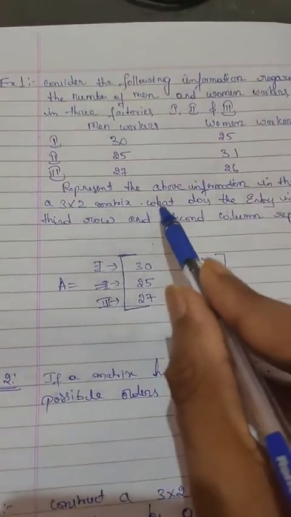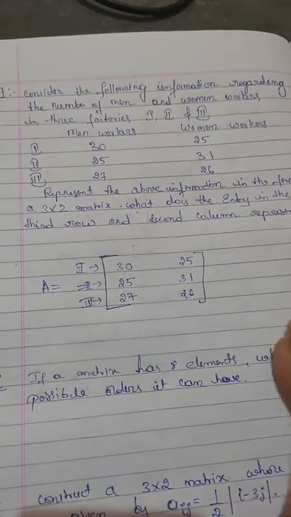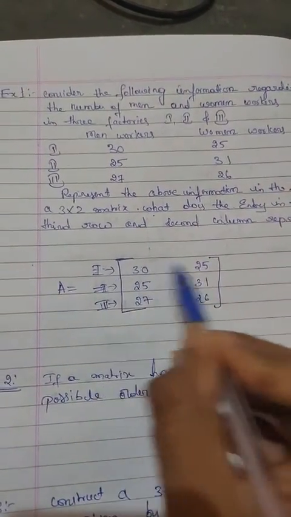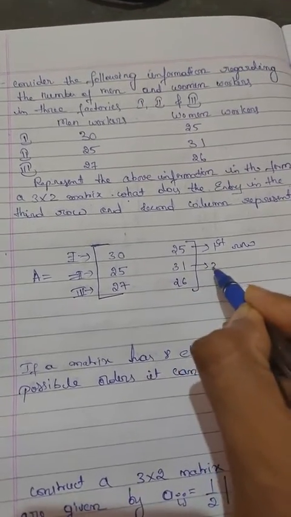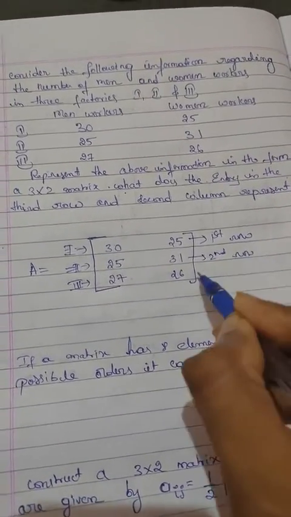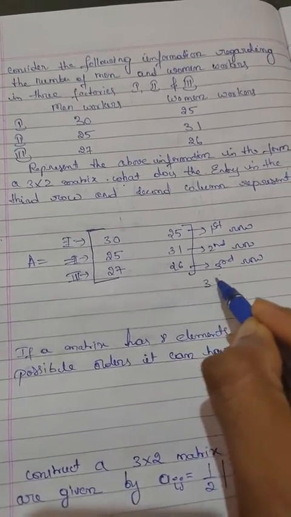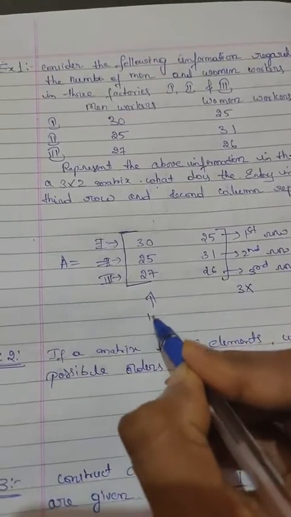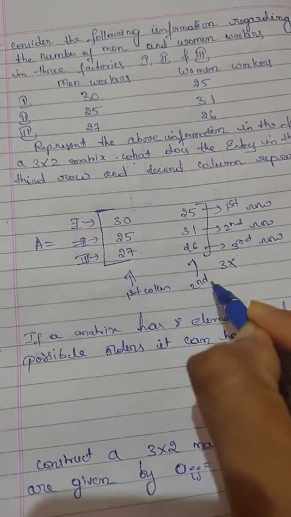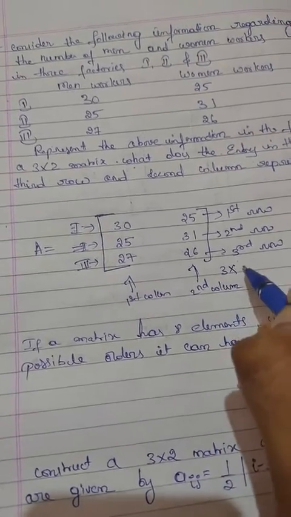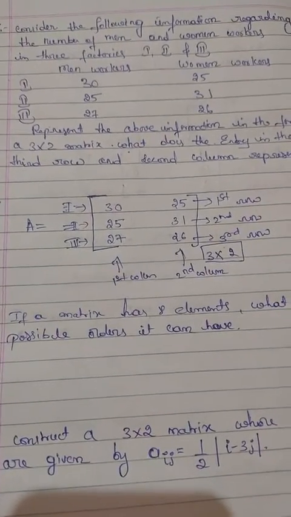Now one more question: what does the entry in the third row and second column represent? See, this is the first row, second row and third row. The order of the given matrix is 3 into, this is the first column and second column. So the order of the given matrix is 3 cross 2.